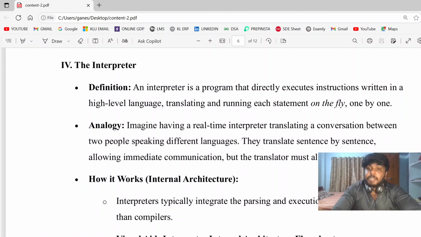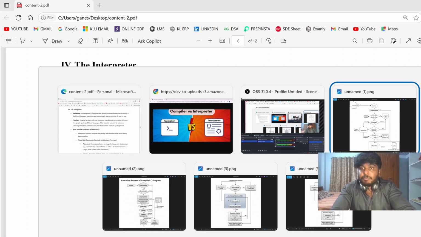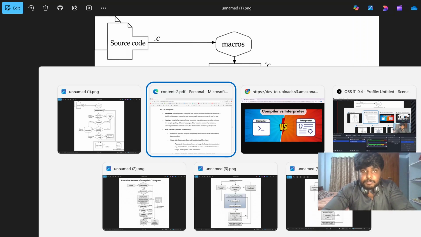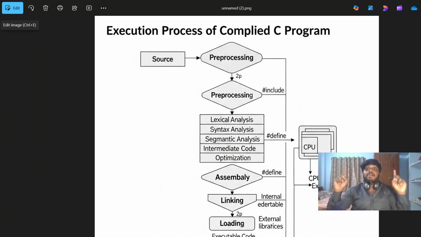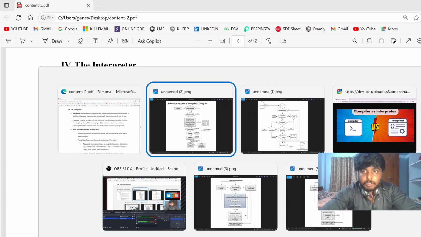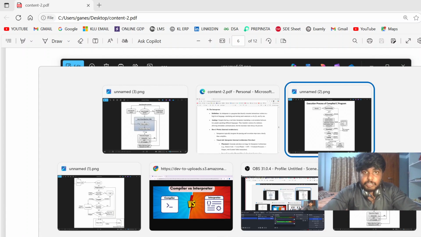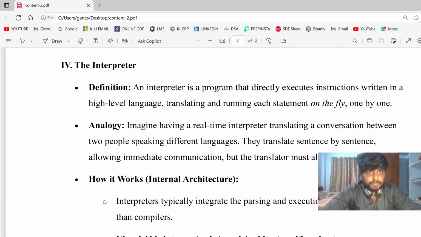So before getting into the interpreter, I will show you the architecture of C programming. The execution process of C programming: if you want, you can screenshot this execution process. Source code, pre-processing, lexical analysis, syntax analysis, semantic analysis, intermediate code, optimization, and then assembly, linking, loading, CPU executes instructions. This is the flow chart of the compilation of a C program. For Java, we will discuss it again.